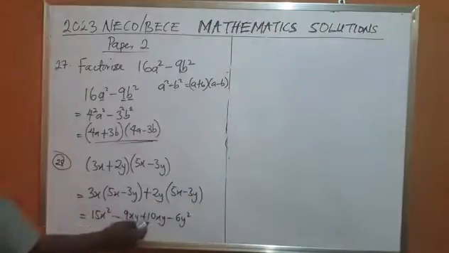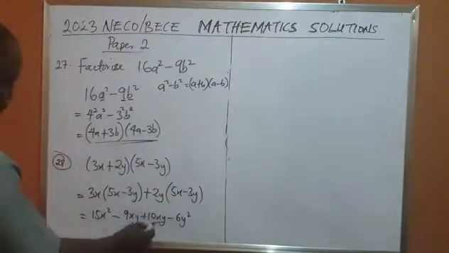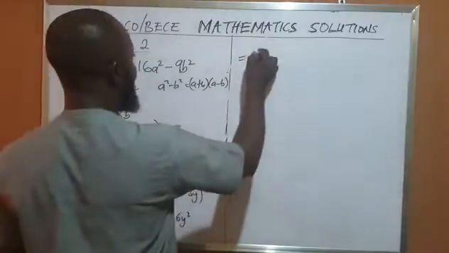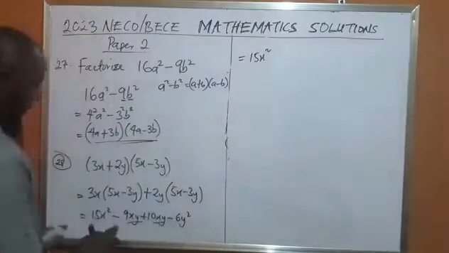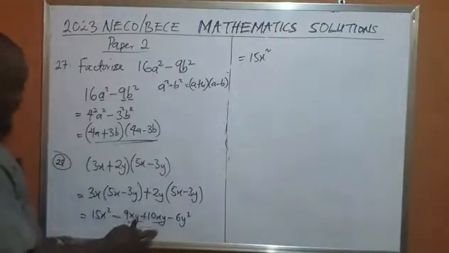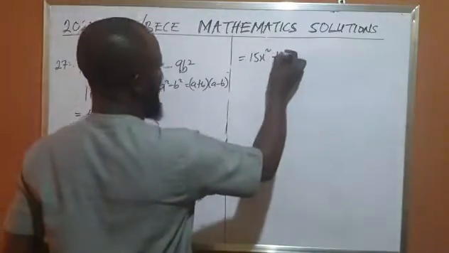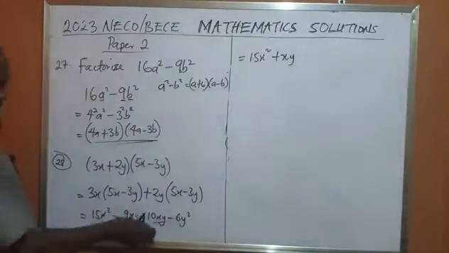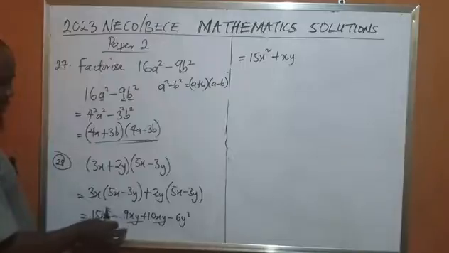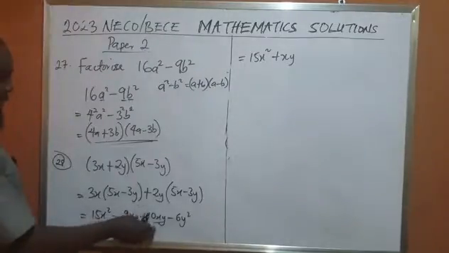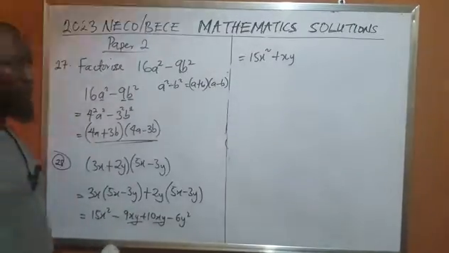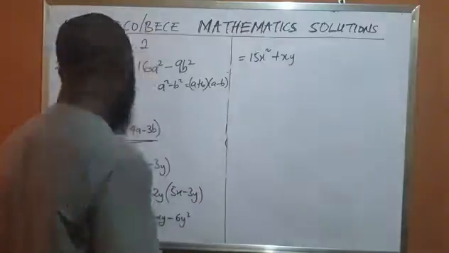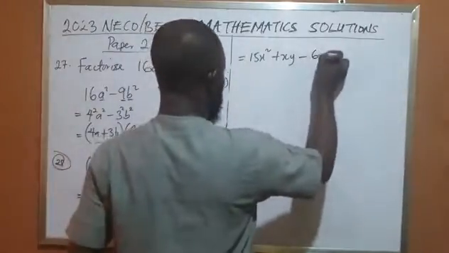So we have some common terms, which is this one and this one. We combine them together. In doing that, we're going to have 15x squared, minus 9xy plus 10xy. So that gives us plus xy. That's 1xy. Do you understand that? This is 10 and this is 9. You are owing 9, you have 10. If you pay 9 out of the 10 you have, you still have 1 left with you. That's why this one is 1xy. But there's no need for us to put the 1 there. Is that clear? Then minus 6y squared.